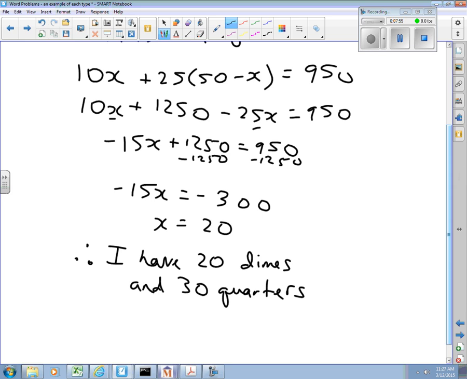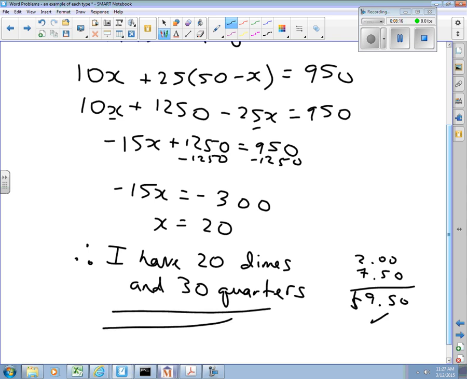And a quick check to see if that adds up to 950. That's $2 in dimes. 30 quarters. How much is 30 quarters? I got to think about that. If I have 4 quarters, I have $1. So that's $6.50. No, $7.50, which makes 950. Yay! And that's how you solve coin problems.